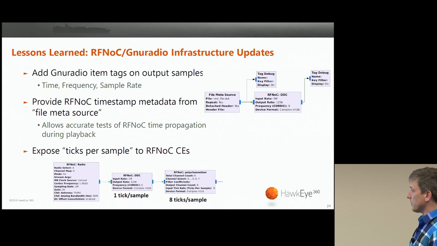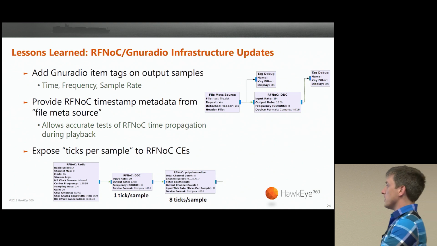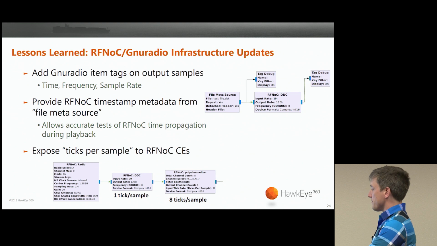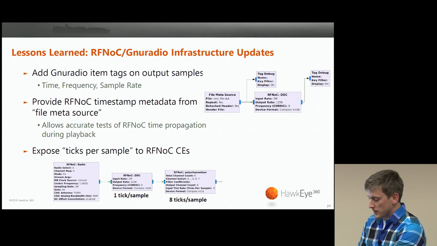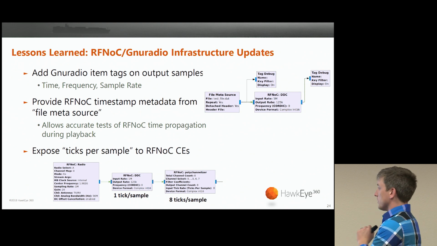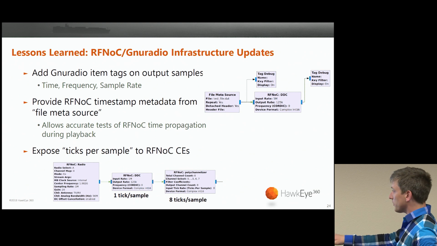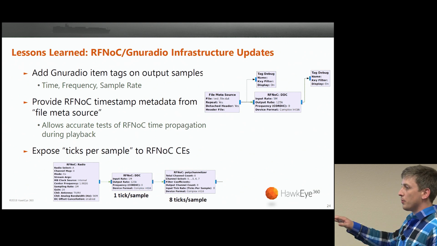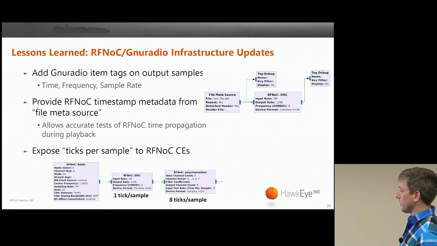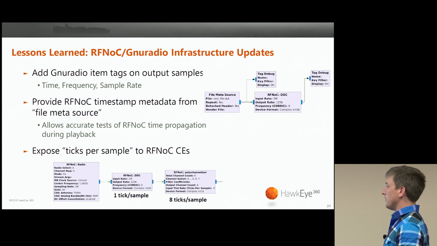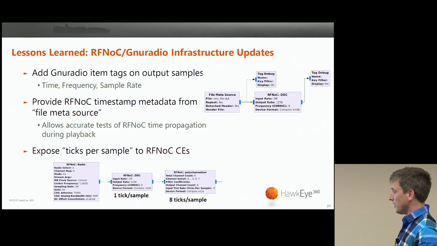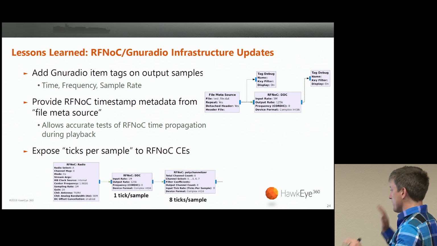Another thing that's important to think about, the third thing here, is RFNoC blocks. If you're interested in doing things that are timing related, you need to think about the ticks per sample. This is another infrastructure update that we need to think about. For example, if you receive on the radio, it outputs samples where one sample represents one tick of the master clock rate. And then let's say you use a DDC operation and you downsample by 8 or 6 or whatever it may be.